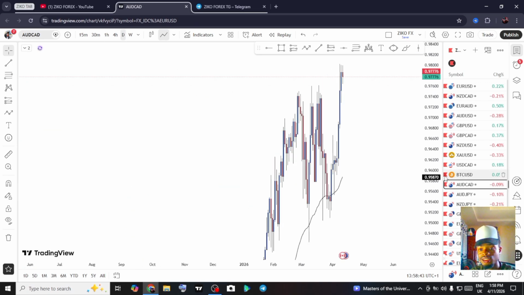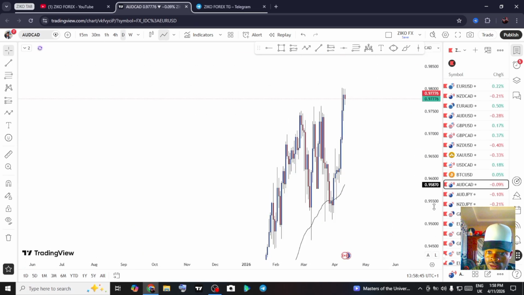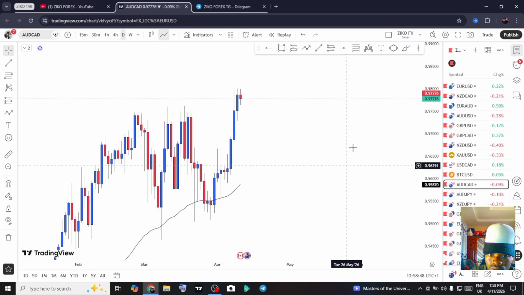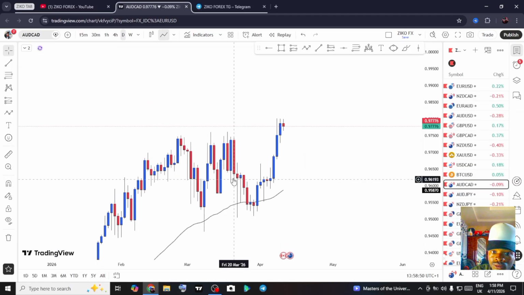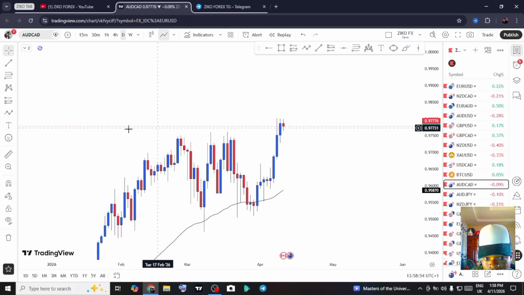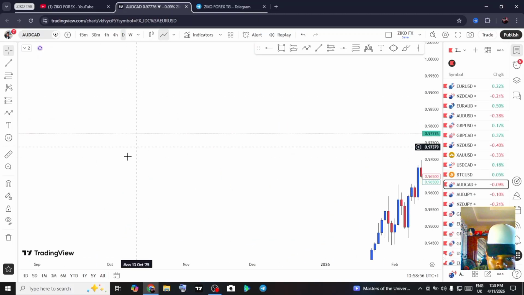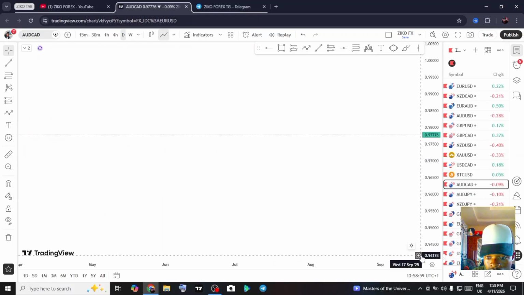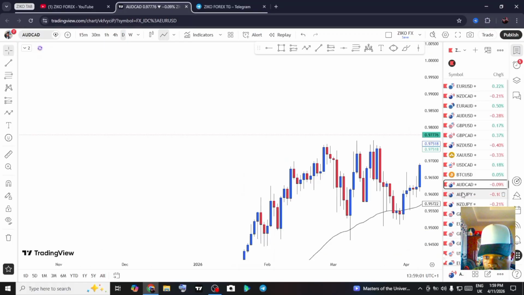Let's look at the daily time frame. Come a little bit closer. AUD CAD is at the highest high, the higher high right here, and there's pretty much no price action within this area right here. So I'll not really be interested in AUD CAD next week.